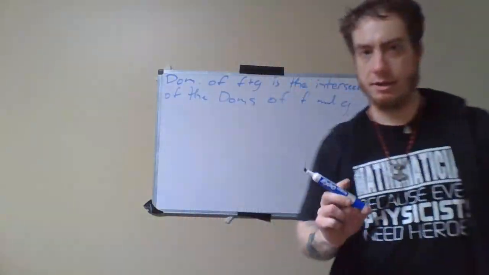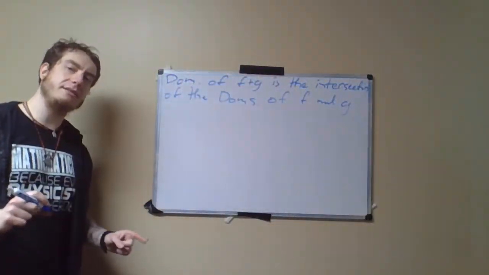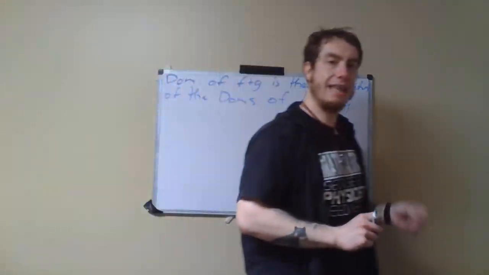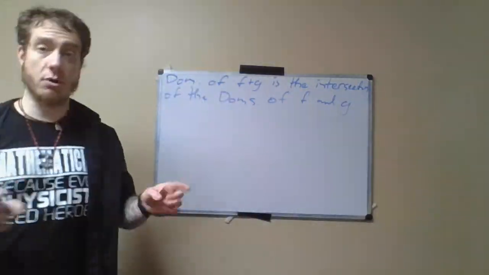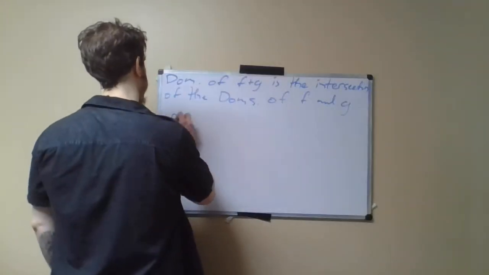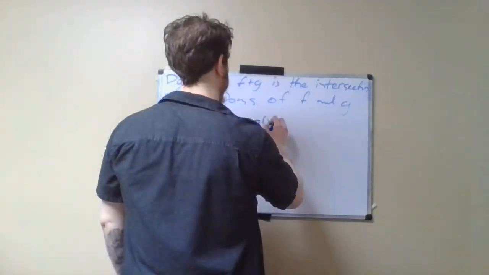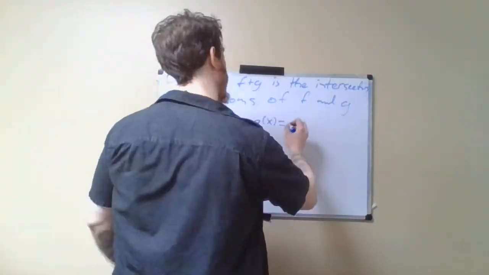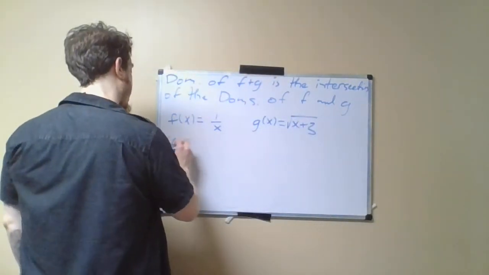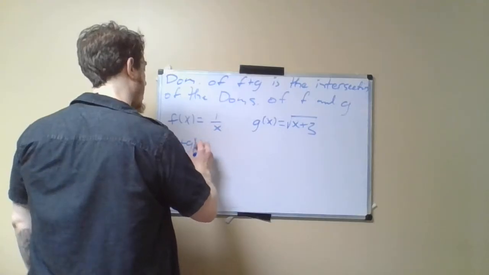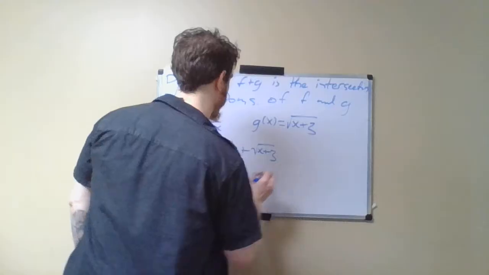And this is important because, in some cases it's sort of obvious, but in other cases it's not necessarily obvious, and that is when we need to be a little bit careful. So to give you an example where it's sort of obvious, let's suppose that f of x is equal to 1 over x, and g of x is equal to the square root of x plus 3. Then f plus g, evaluated on x, is 1 over x plus the square root of x plus 3.